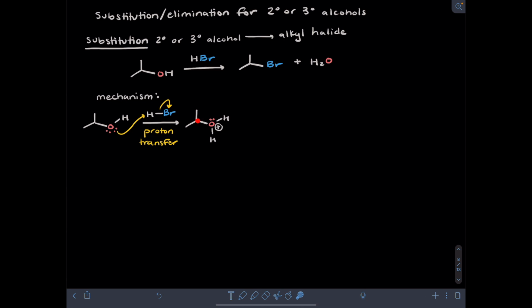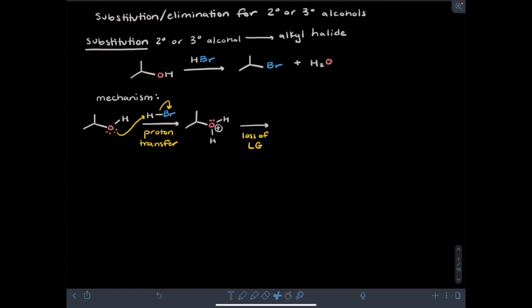Because the alpha position is bulkier for secondary and tertiary alcohols, a substitution reaction by an SN2 mechanism won't occur, and instead a loss of leaving group will happen. I would break the carbon-oxygen bond and bring the electrons to oxygen. This step forms water and a carbocation, in this case a secondary one.